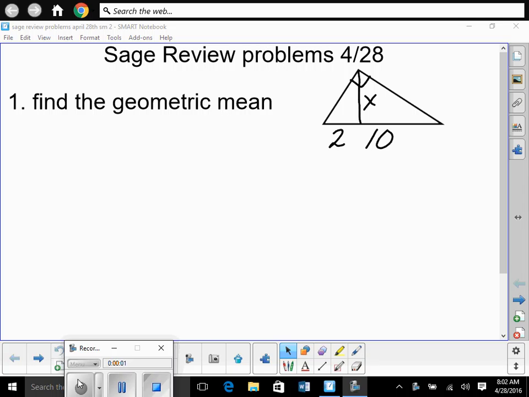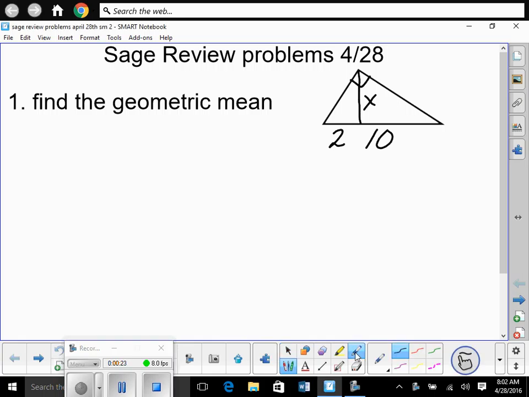All, it says, find the geometric mean. It's been a long time since we've done this, so hopefully it's a good review. What the geometric mean is: if you have a right triangle and you drop an altitude from the right angle of the right triangle, then it creates a geometric mean with the base and the altitude.